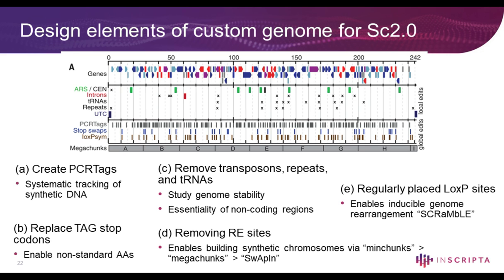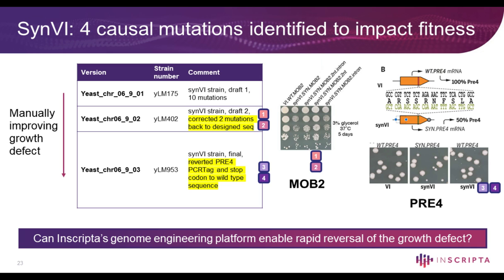Typically, to be able to deconvolute what causes this change is an extremely slow process. And in the case of Dr. Boeke's lab, they took several approaches, like sequencing of the strain or identifying mutations through a meiotic recombination strategy, which is extremely cumbersome and laborious. Finally, they identified 4 causal mutations in 2 genes, MOB2 and PRE4.